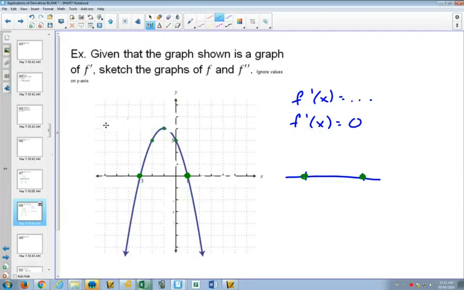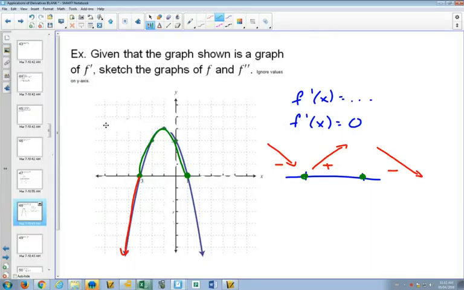The problem is now we don't have an equation, but since we have the graph, we still know where things are positive and where they're negative. We're going to know that this section is negative, this section is positive, and this section is negative from this graph. Because in that first section, all of our y values are negative here. In this second section, all of our y values are positive, and the third section, they're all negative again. So what does that tell us about our original graph? Our original graph is decreasing, then increasing, then decreasing again.